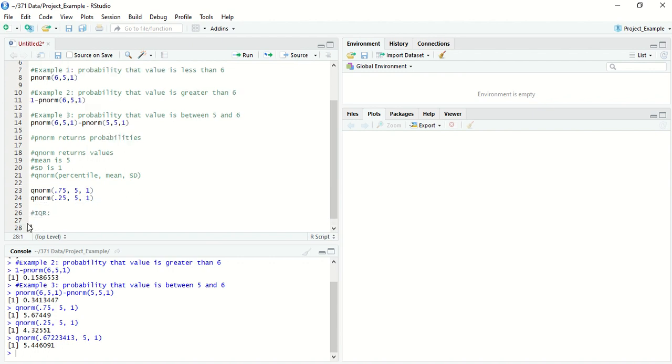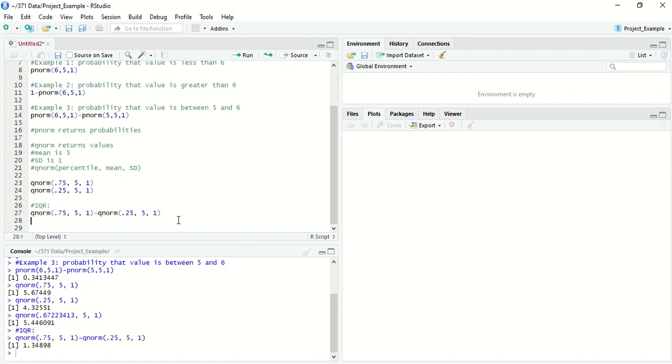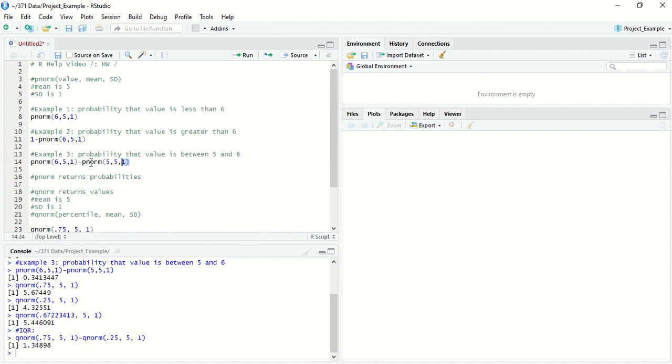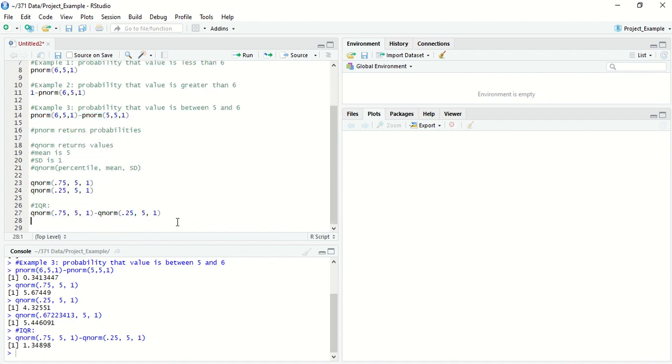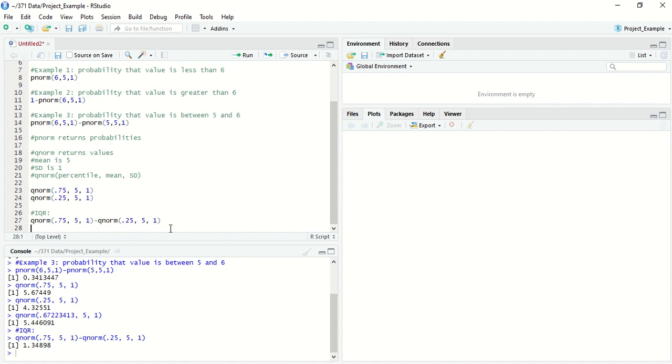IQR would be this calculation. If you understand what IQR is conceptually, it's no surprise that to get the IQR, you would subtract the 25th percentile from the 75th percentile. It follows the same logic as what you do with pnorm. You're finding the area between the two values. It's the same in this, except you're finding the value between the two percentiles, and you're getting the value in return rather than a specific probability.